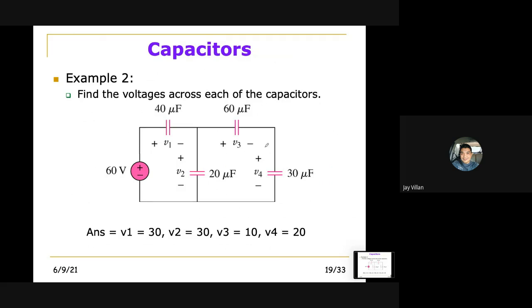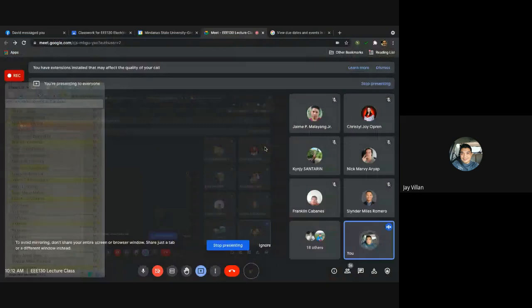I will stop the recording now. On the next session, we're going to start with inductors.